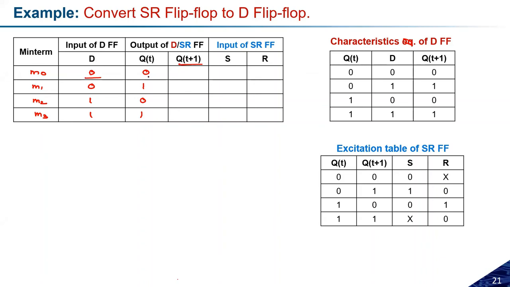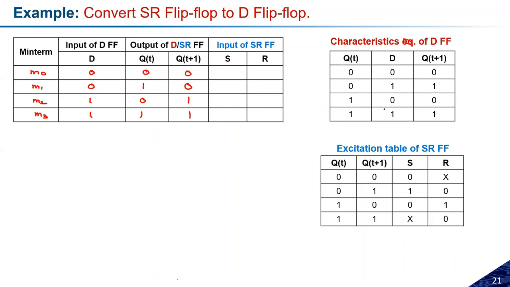D is 0 and the Qt is equal to 0, that will come 0. D is 0 and the Qt is 1, that will give you the 0. Okay. D is 1 and the Qt is equal to 0, that will give 1, and 1 and 1, that will give 1. Yeah, now this is the correct one. Because of the opposite order, I made a mistake before. Now this will be the exact Qt and Qt plus 1 table.